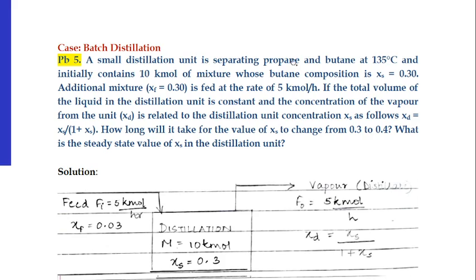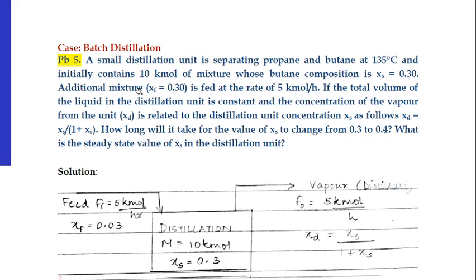We have a distillation unit. In this, two components are there, propane and butane. The temperature at which it is present is 135 degrees Celsius. In total, put together, you have 10 kilomole of the mixture. In this 10 kilomole, you have butane composition, XS, it is the notation given, that's around 0.30.